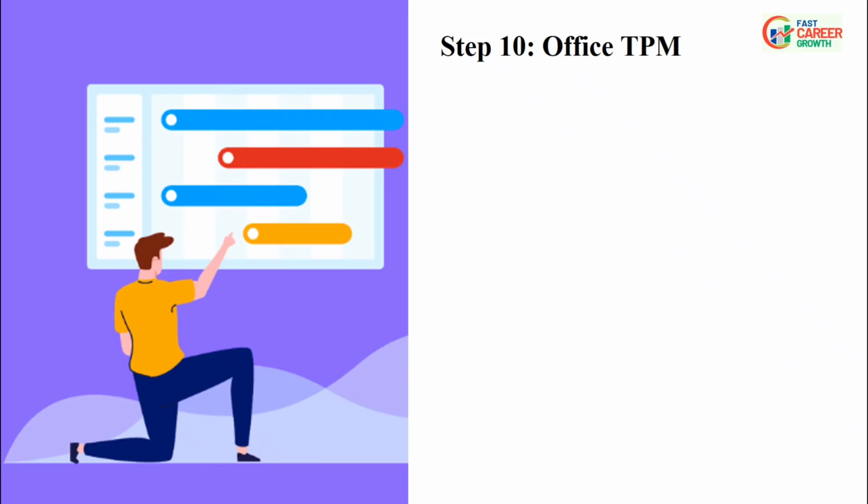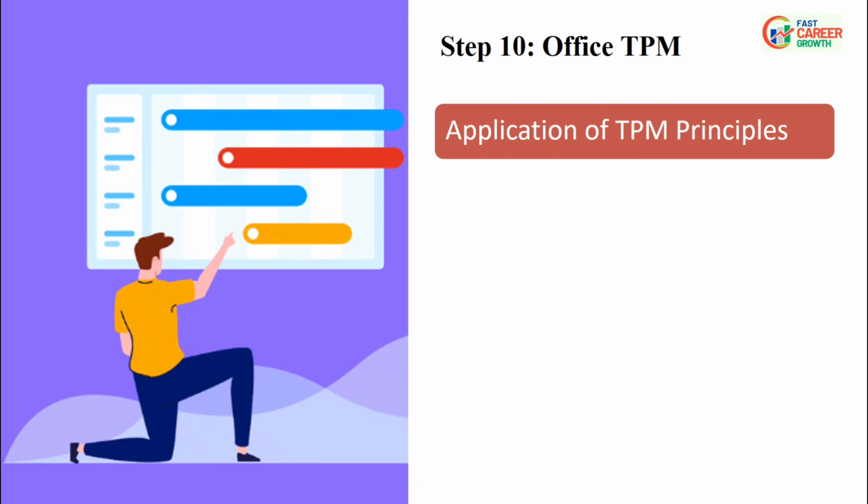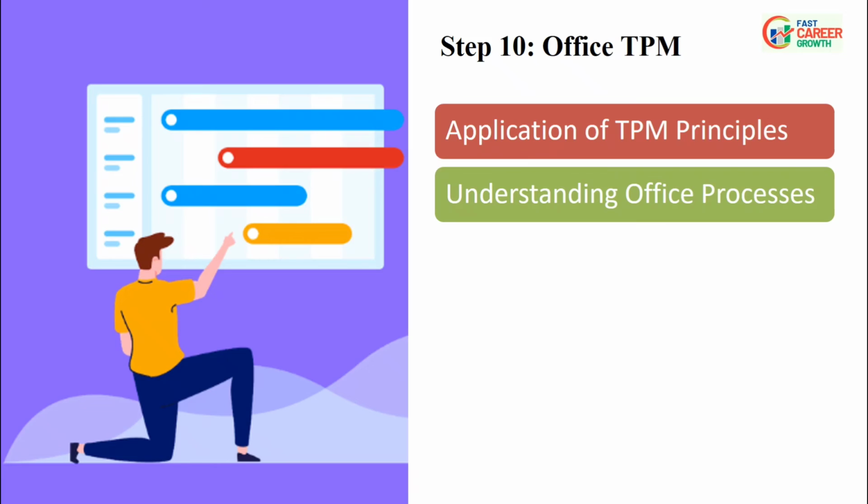Application of TPM principles. Explain how TPM principles, which are traditionally applied in manufacturing settings, can be adapted and applied in office environments. This includes the prevention of breakdowns, reducing defects, and improving equipment or process reliability in office functions. Understanding office processes. Emphasize the importance of understanding office processes, workflow, and the value chain. This includes tasks such as document management, data entry, email communication, and decision-making processes.